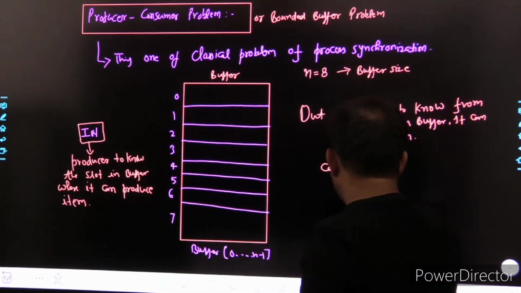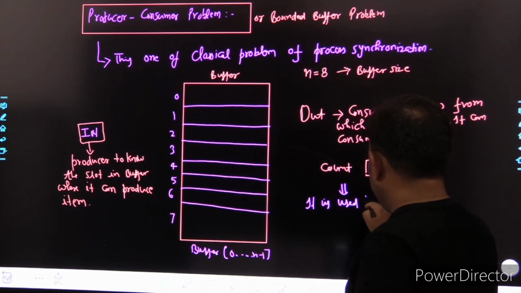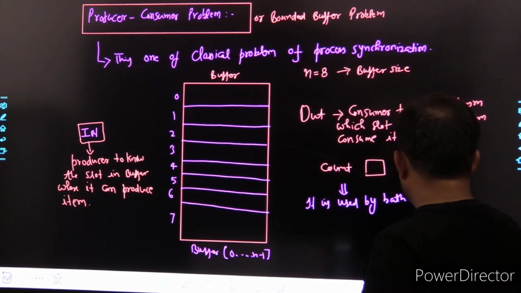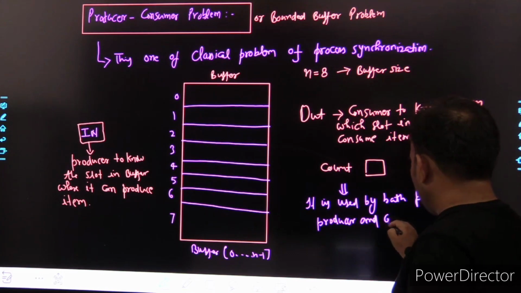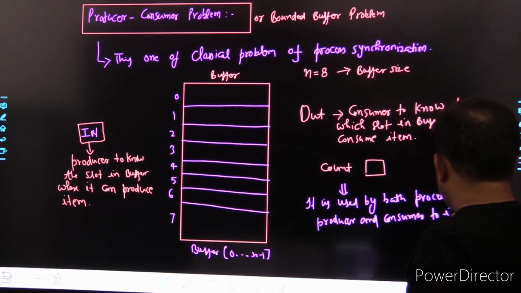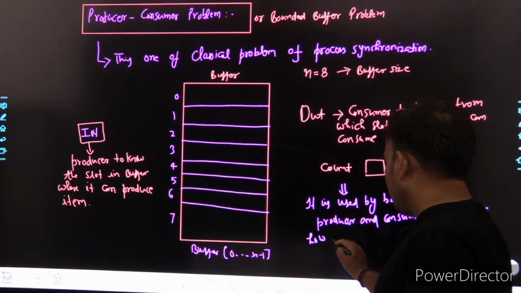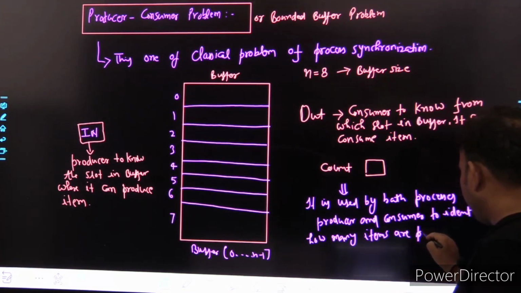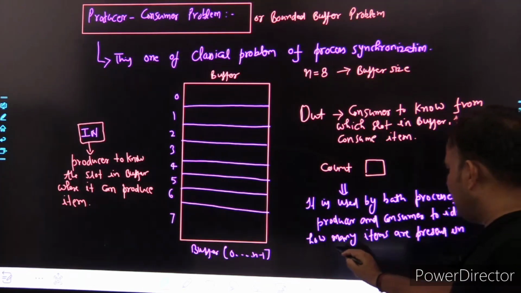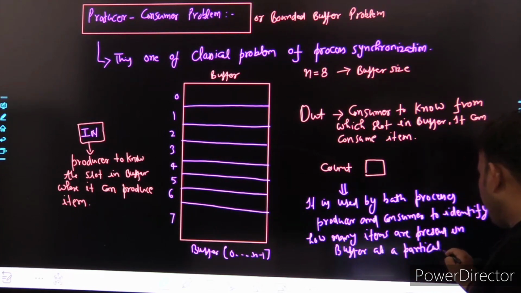The count variable is used by both processes, producer and consumer, to identify how many items are present in the buffer at a particular point.